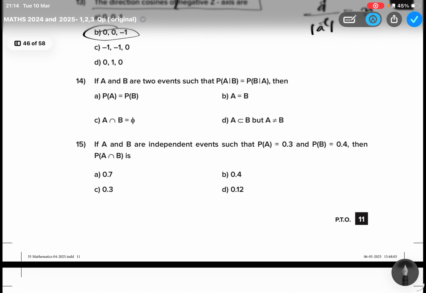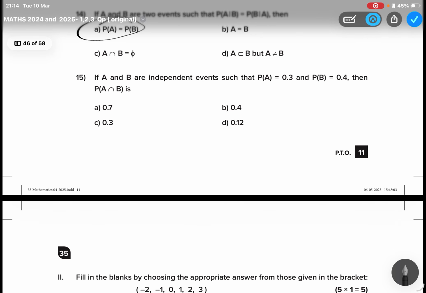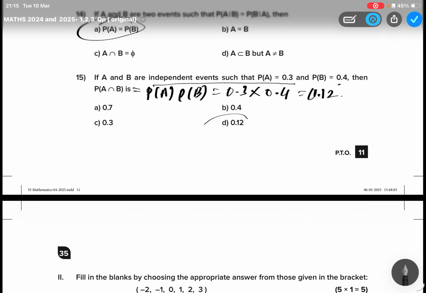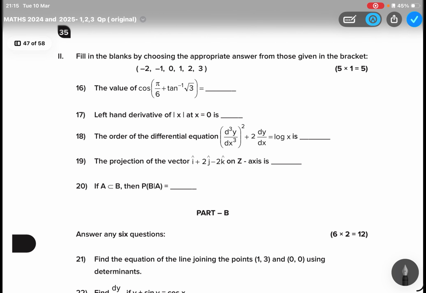If A and B are two events such that probability of A given B is equal to B given A, then probability of A is equal to probability of B. If A and B are independent events such that 0.3 and 0.4, this is very simple. So this was asked in the fill in the blanks. So 0.3 into 0.4, it will be 0.12. So option D.